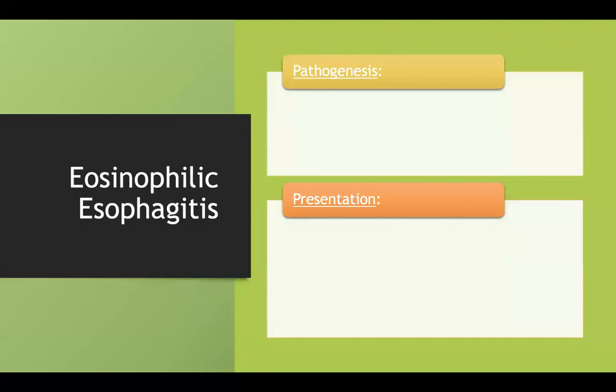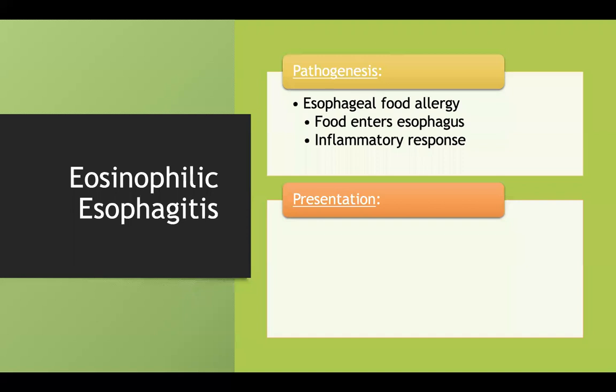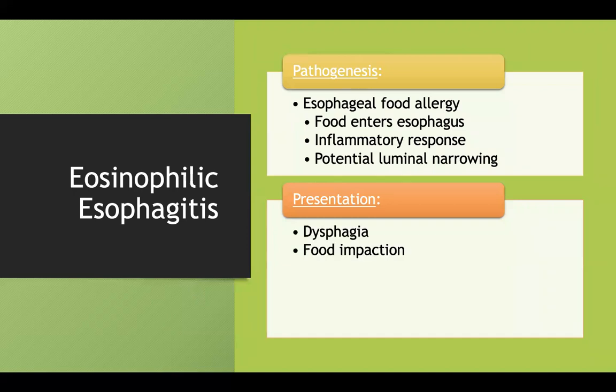Okay, so let's talk about eosinophilic esophagitis. Eosinophilic esophagitis is basically a food allergy for your esophagus. What's going to happen is that you're going to eat food and then you're going to have an inflammatory response because of that allergic reaction, and that can cause luminal narrowing. This presents with dysphagia, food impaction, and a big thing that how they like to test it.